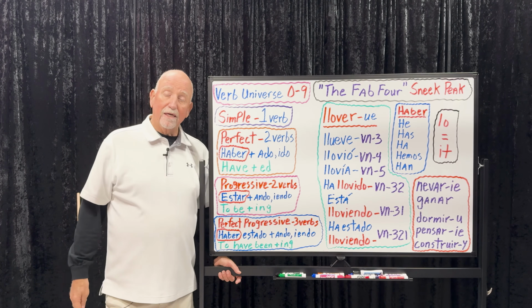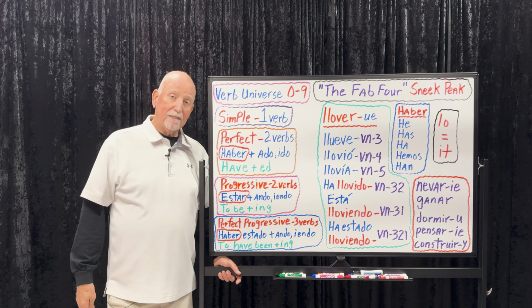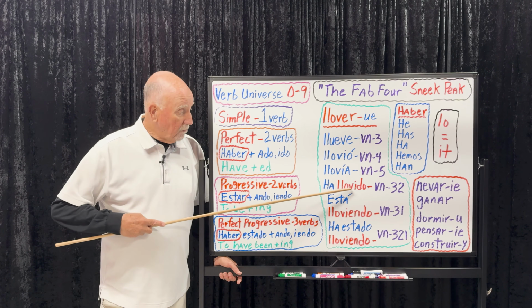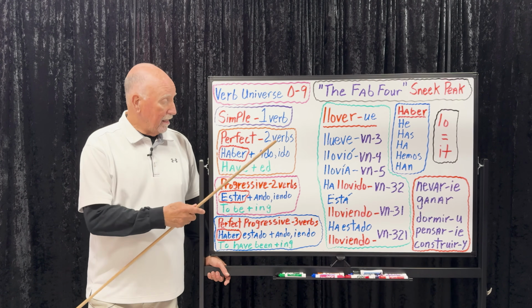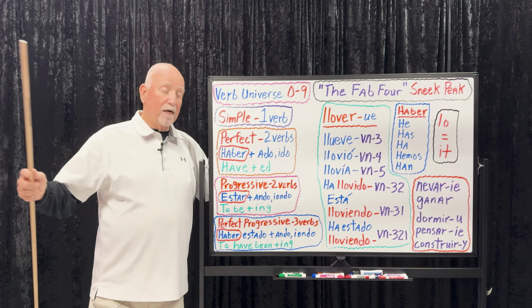How about here? We used to win. Ganábamos. We take aba, put a mos on the end and an accent back on the a. Ábamos. Ganábamos. How about we have won? Well, we need the we have. We come over here and get hemos. Take ganar and put it in the ADO form. Hemos ganado. We have won.